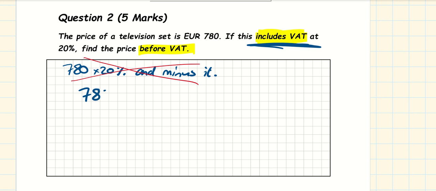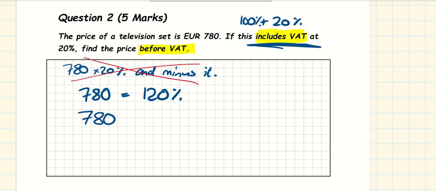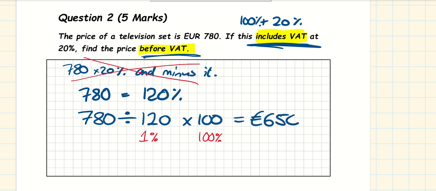So that means 780 euro is the original price. So the original price is 100% plus an extra 20%. So it's 100% and 20%. So we've got 120% here. So the way that we want to do this is we take our 780 and we're going to divide it by 120. So that will bring us back down to 1% of the original price. And then we're going to times it by 100 to get it back up to 100% of the original price, as in the price before VAT. So 780 divided by 120 times 100 will give you 650 euros.